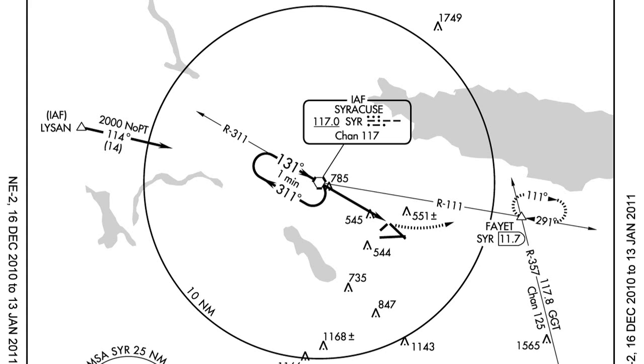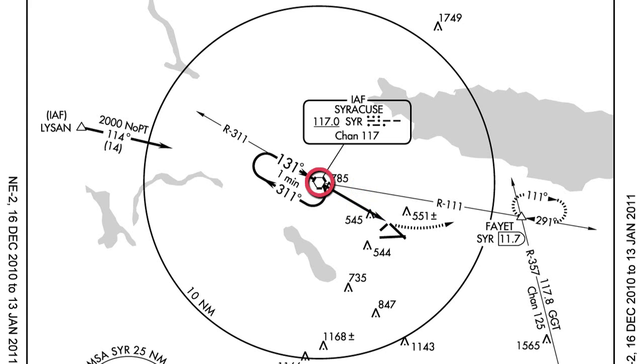Now, the second IAF for this approach is a point called Liaison. From Liaison, we're going to fly a heading of 114 to the Syracuse VOR, which is also another IAF. But if we look closely over here, it says 2000 no PT. What that means is, if we're coming from IAF Liaison to the Syracuse VOR, we don't have to do a procedure turn. So, from point Liaison, we can just fly to the VOR, and then depart the VOR on a radial of 131 from the VOR for our final approach without having to do a procedure turn. So you have to be very careful in these cases.